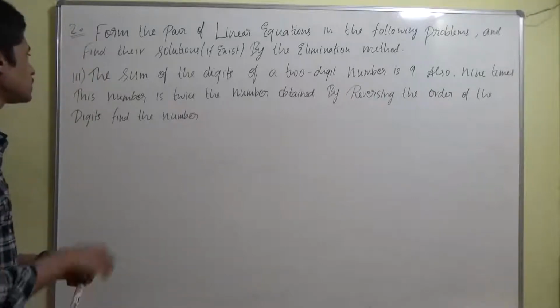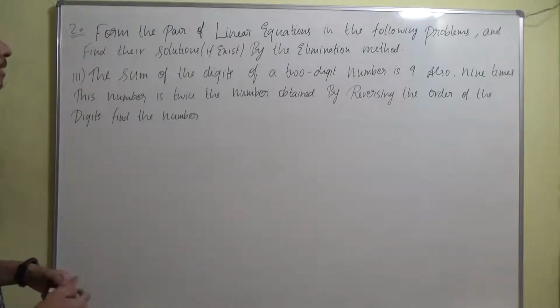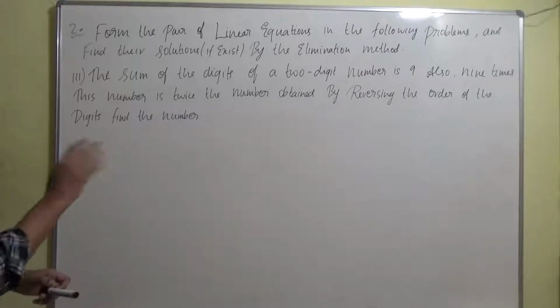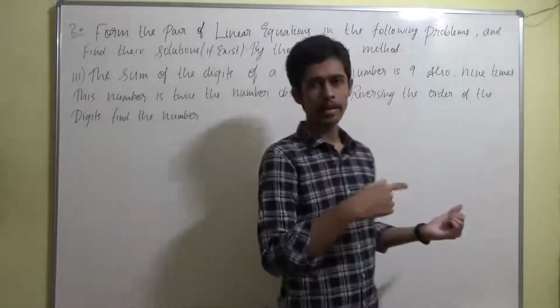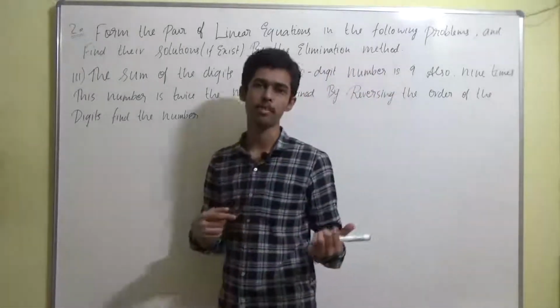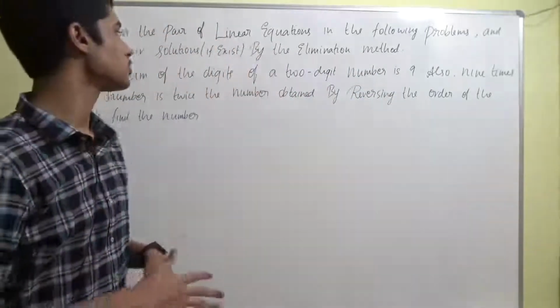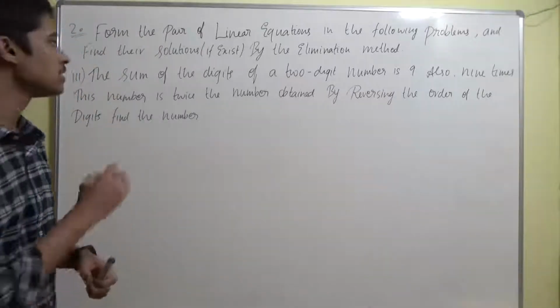The third sub question says: the sum of the digits of a 2-digit number is 9. Also 9 times this number is twice the number obtained by reversing the order of the digits. Find the number, right? So it's quite similar, guys. We have done a similar question in a previous lecture, I guess, right? It's quite easy. So by now you would have got a hold on this type of question.